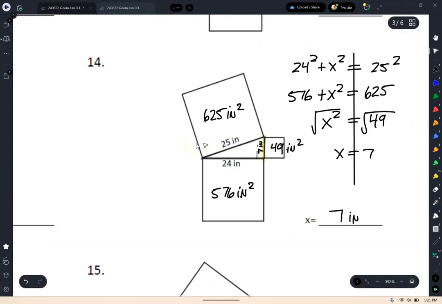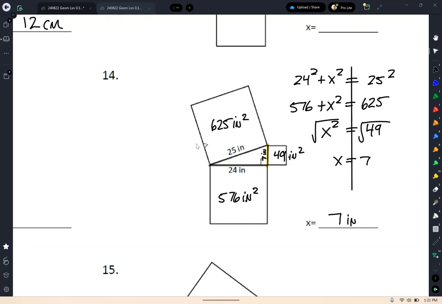14 should have looked like this. Take a look, see how you did. Yes! Excellent. All right, cool. Good.